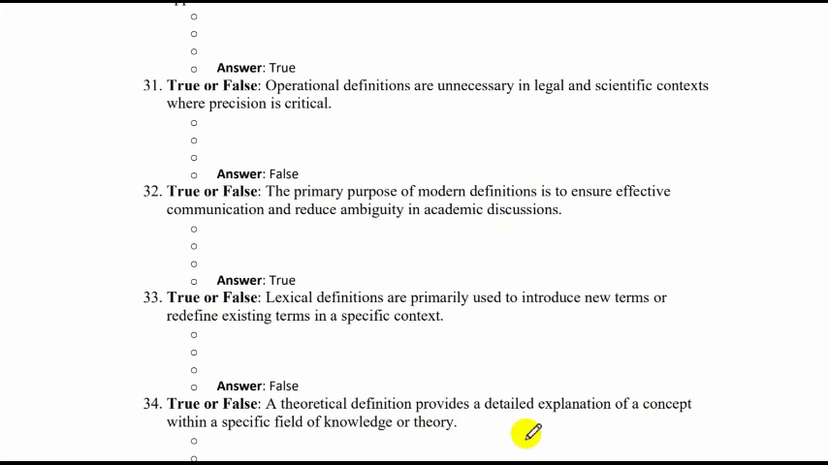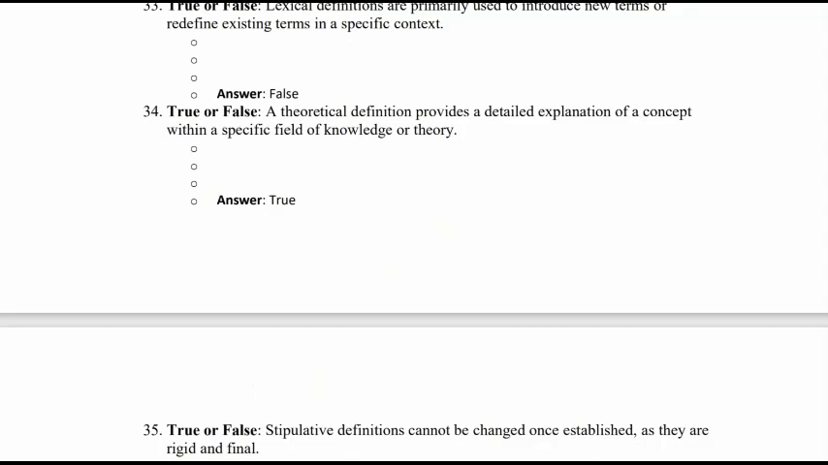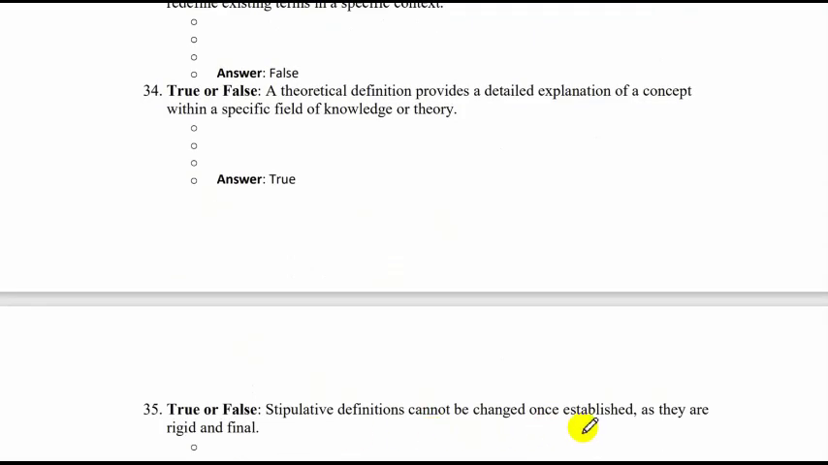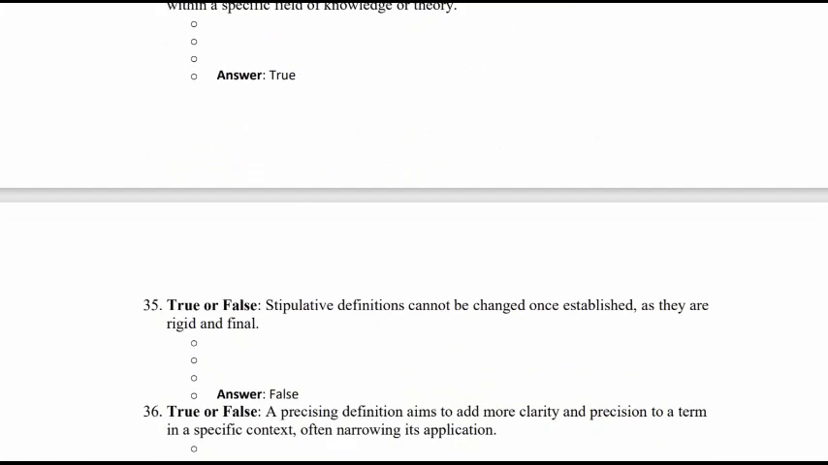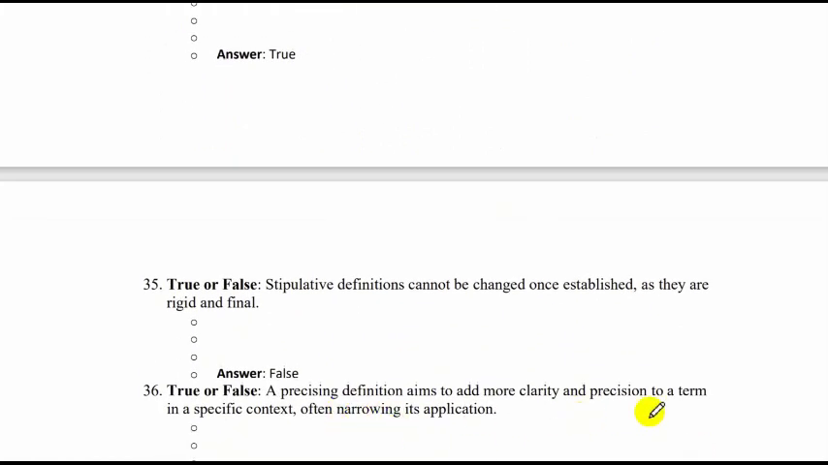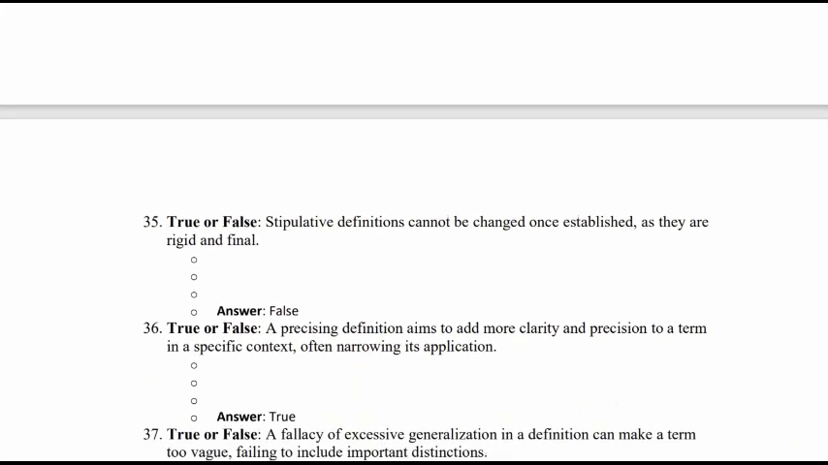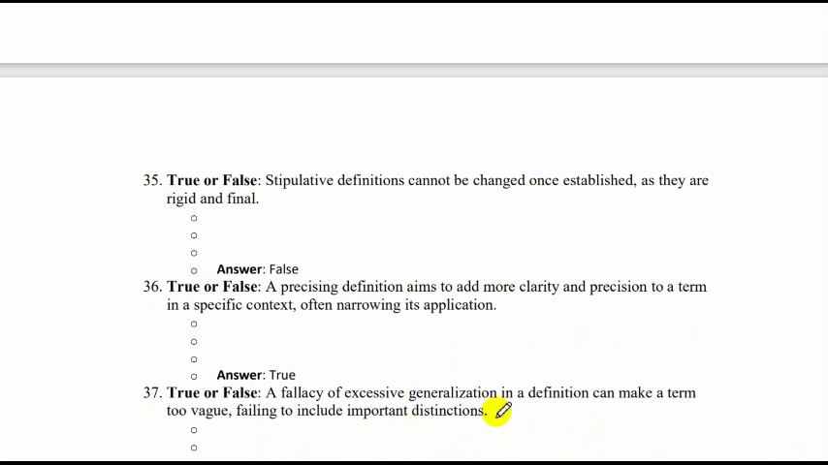A theoretical definition provides a detailed explanation of a concept within a specified field of knowledge or theory. True. Stipulative definitions cannot be changed once established as they are rigid and final. False. A precising definition aims to add more clarity and precision to a term in a specific context after narrowing its application. True. A fallacy of excessive generalization in a definition can make a term too vague, failing to include important distinctions. True.